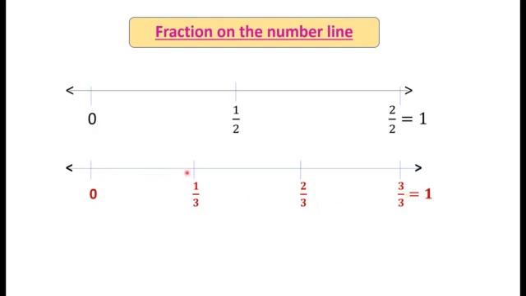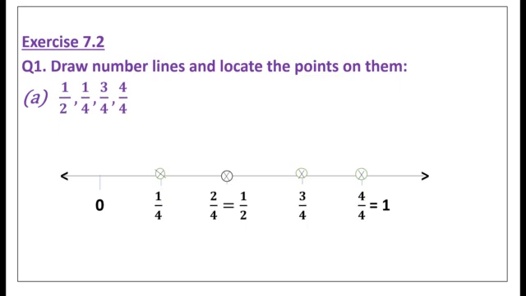So that is why the first part of this division is shown here, which is 1 by 3. The second part is shown here, that is 2 out of 3. And the third one, 3 by 3, is equal to 1. So this is how we represent fractions on the number line. Let us solve some examples and see how the questions are solved.